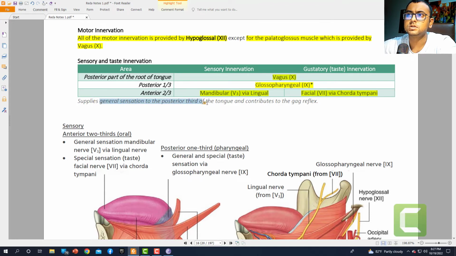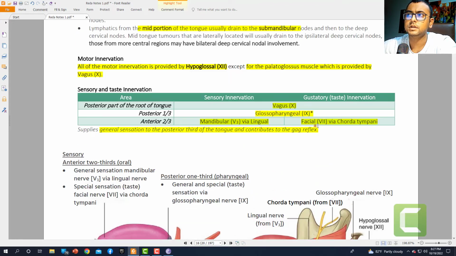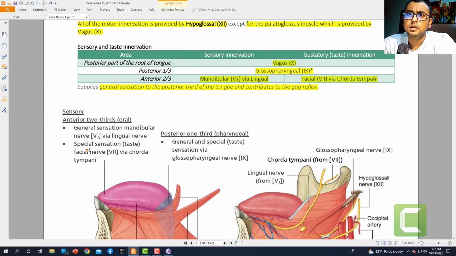General sensation of the posterior third of the tongue contributes to the gag reflex. Anterior two-thirds: general sensation is by the mandibular nerve, the lingual nerve, and the special sensation of taste is by the facial nerve via the chorda tympani of the facial nerve.